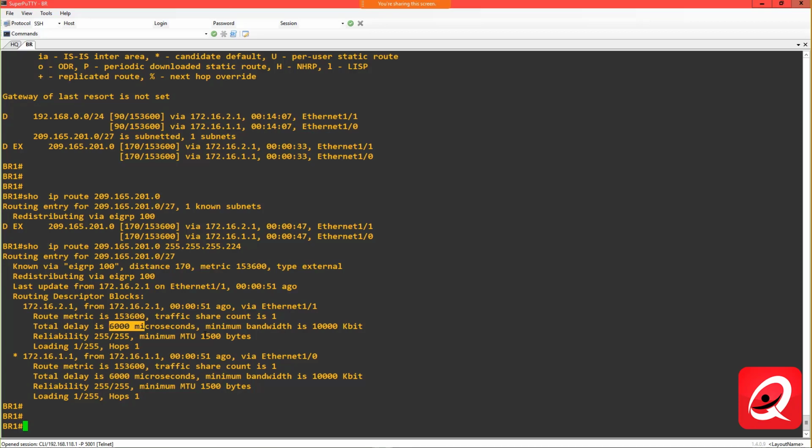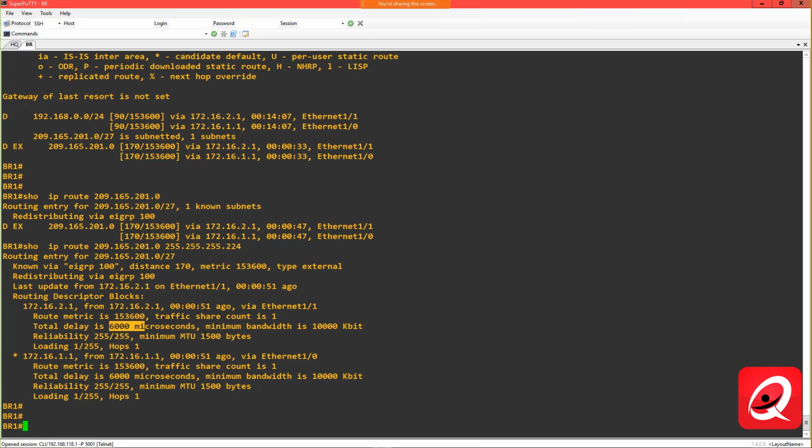So that's another thing that they may have you do on the exam. They may have you redistribute routes, and then they may specify what kind of seed metric they would want you to have for the route that's being sent into the protocol that's receiving the routes from another protocol. If that makes sense. Okay.